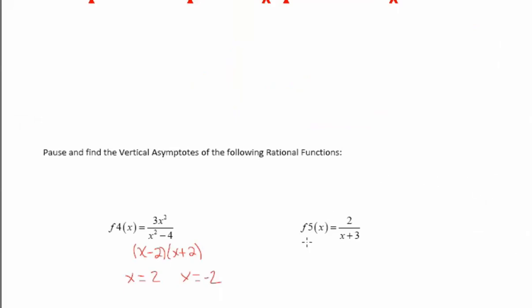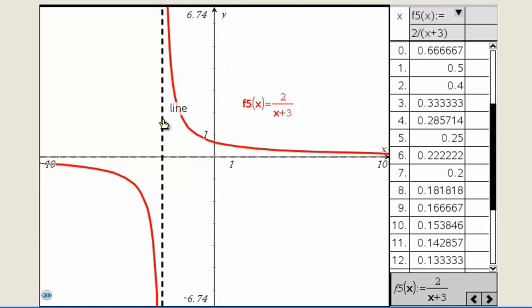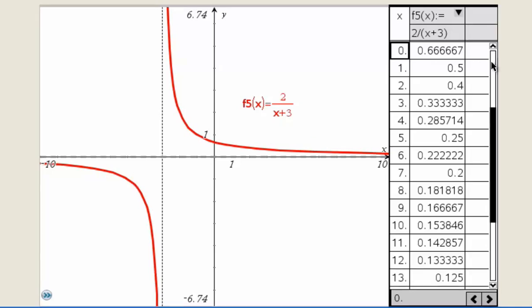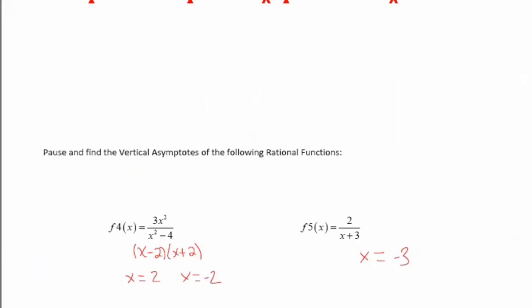If we go back to the second one, F5, there's only one, right? x equals negative 3. All right, look at the graph. What you should have graphed is a vertical asymptote at x equals negative 3, right there. Now you'll see that there's the graph to the right of it and the graph to the left of it. And if we go up here, you'll see that it is undefined at x equals negative 3. In conclusion, vertical asymptotes come from the denominator. Where is the function undefined?